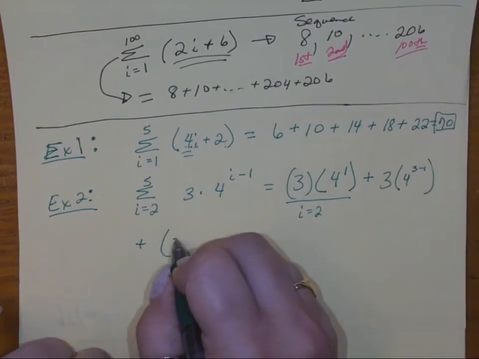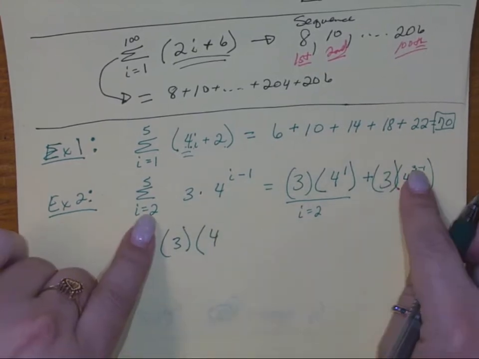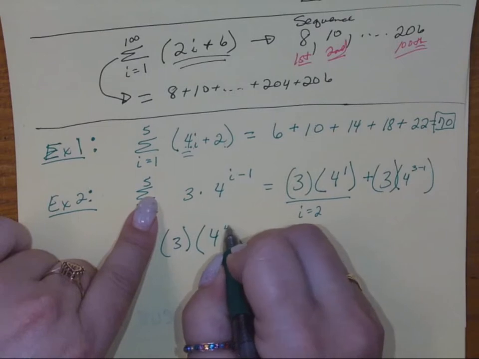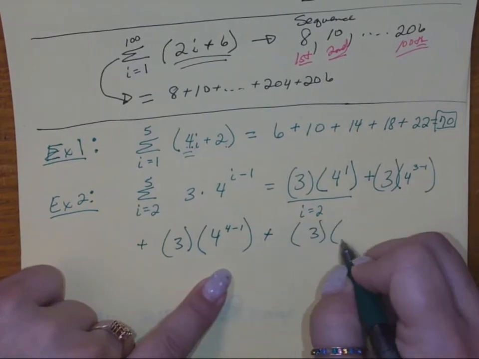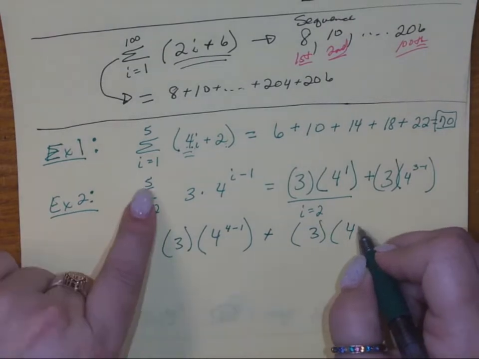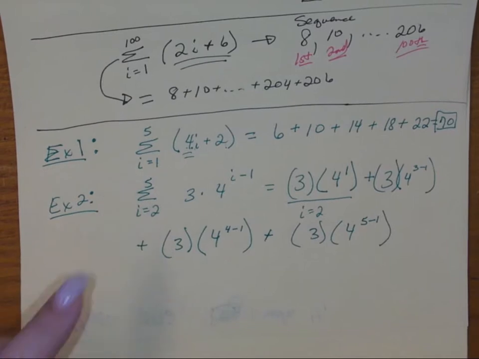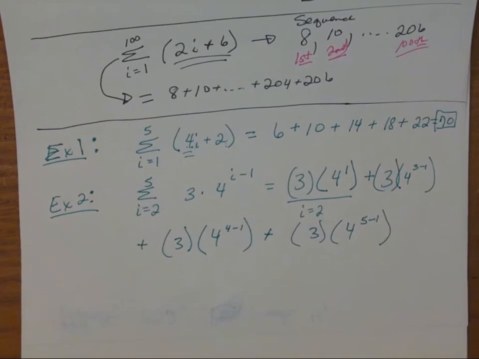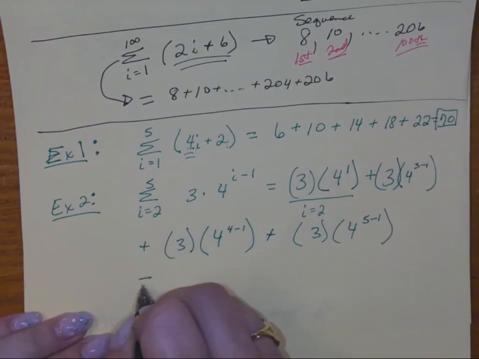Plus 3 times 4 to the next, instead of 3, I need 4. So 4 minus 1, plus 3 times 4 to the, instead of 4, I need 5. And that's my stopping point, so I need the 5 minus 1. But I'm not going to do the 6th term, right? I don't need him. I just needed to go up to the 5th term. So I know exactly how high I'm working my way up. Okay? Alright, but I needed to do something with that because it really kind of looks ugly.